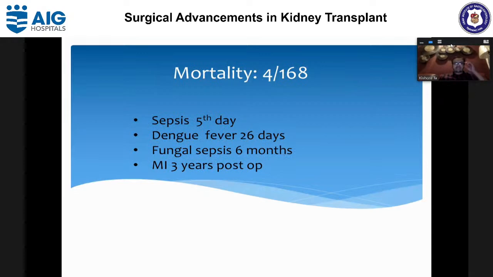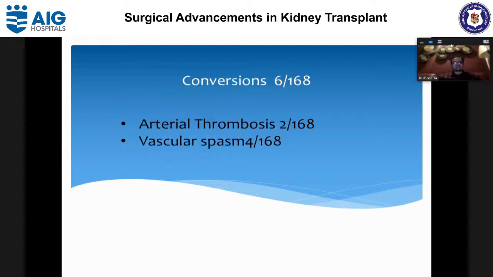We had 4 mortalities. One was sepsis in a cadaveric donor on the 5th day, and a few unrelated mortalities. The first case went for arterial thrombosis, and immediately we converted. And the second case of arterial thrombosis happened at the 144th case, and that was a real shock for me because I thought we were all through the learning curve, but I believe the patient had some sort of hypercoagulability. It was a young patient, actually a teenage boy.